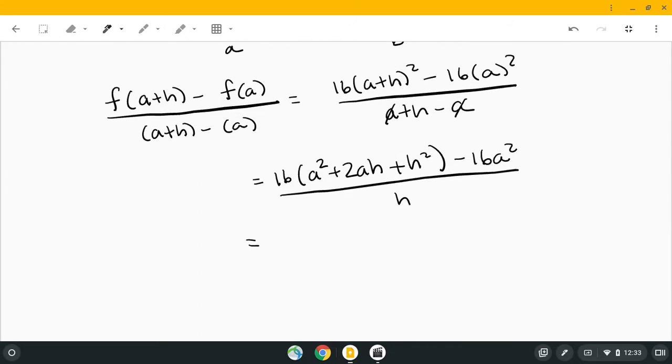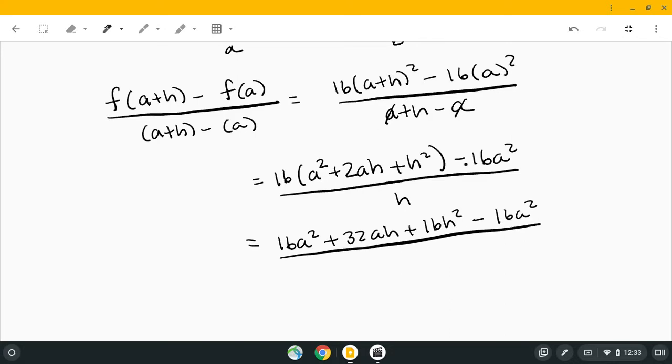I'm going to go ahead and distribute this 16 over here to everything inside the parentheses. So 16 times a squared is 16a squared. 16 times 2 is 32ah. And then 16 times 1 is 16h squared. And then I'll bring this one down, minus 16a squared. Okay, so all I did was bring this down here.